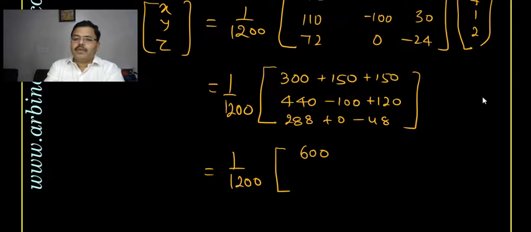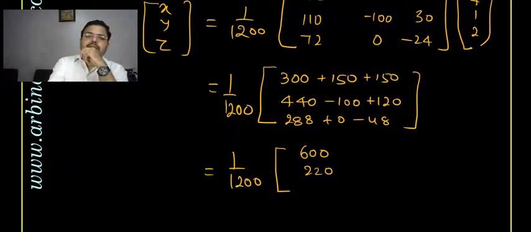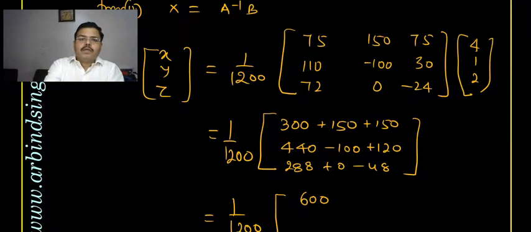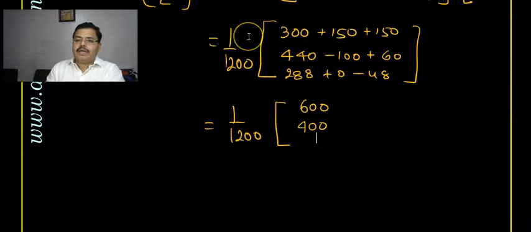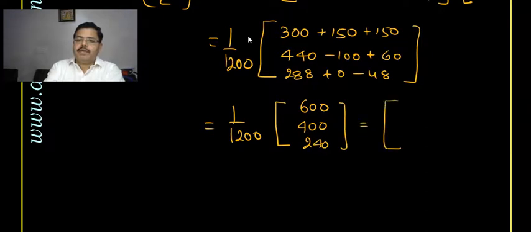Sorry, here it will be 60 only, because 110 multiplied by 4 is 440, minus 100 multiplied by 1 is minus 100, and plus 120 gives 60 only. So in that case, the first will be 600, the second will be 400, and 288 minus 48 is 240. If we divide them by 1200, then what will happen? This will be 1 by 2, 1 by 3 and 1 by 5.